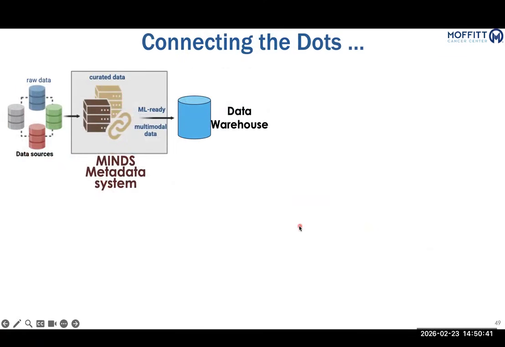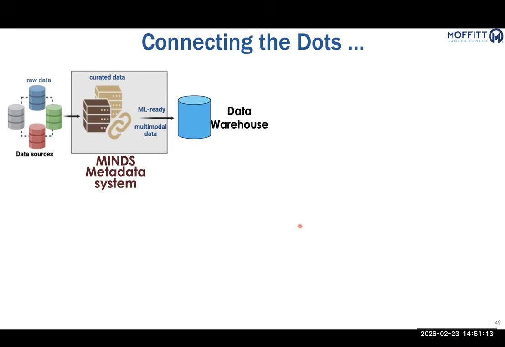Okay, so thank you, Aakash. So let's connect the dots and summarize. So what we have been able to do is we have been able to build a metadata system called Minds, which lets you curate raw data, disparate sources, agnostic of the data type and data sources type, and curate them in a data warehouse where for the same patient, all the modalities data are co-aligned, co-registered in a central location.